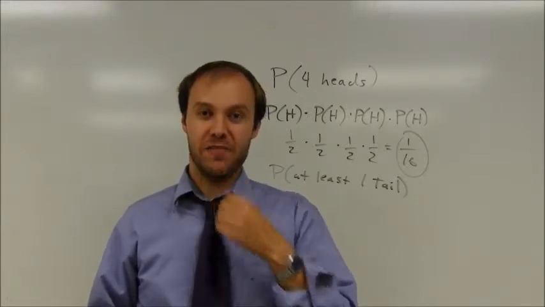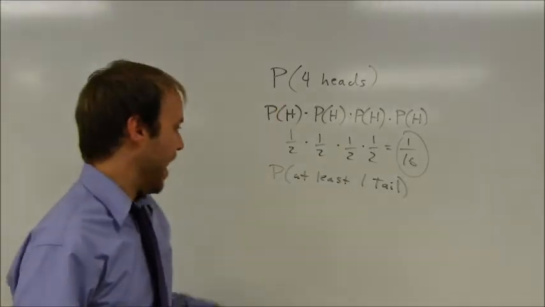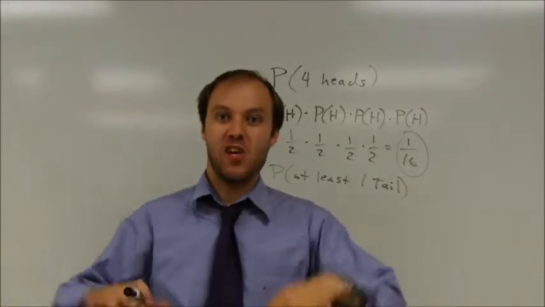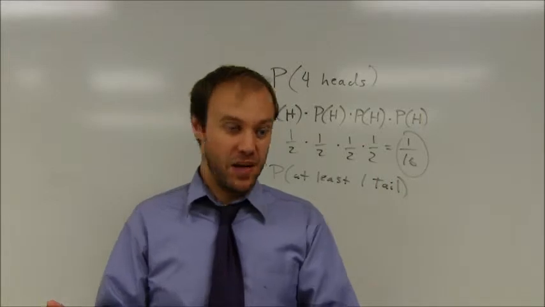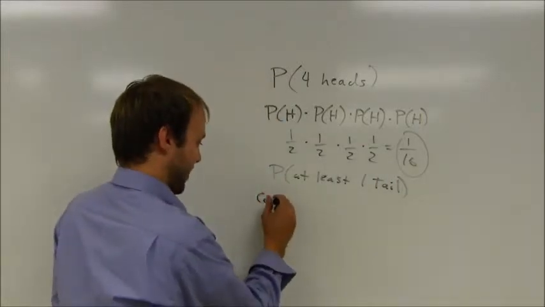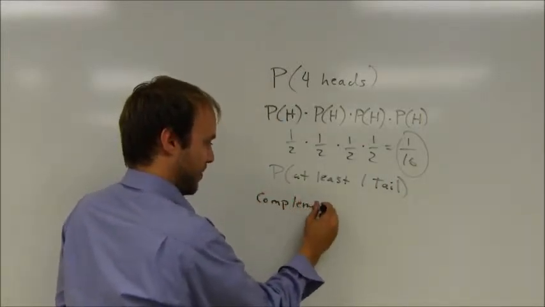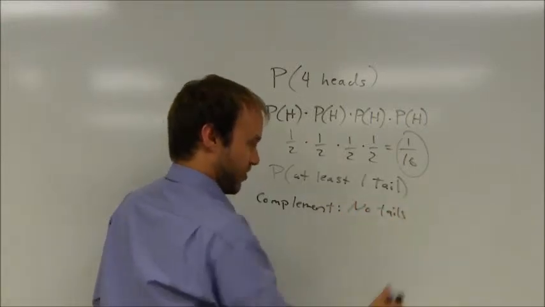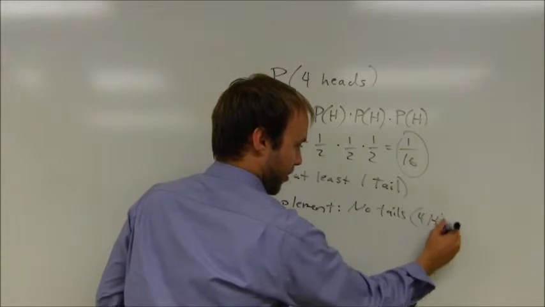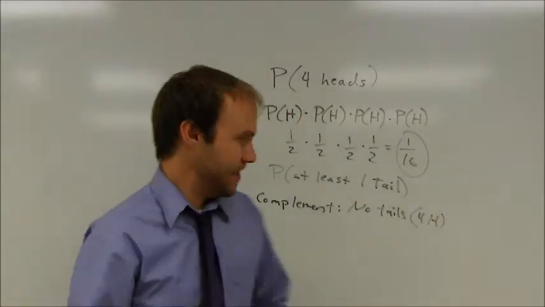So I'm going to do this a little bit differently. I know that the opposite of getting at least 1 tail is having no tails, okay? That's called the complement of the event, okay? So I'm going to find the complement probability. The complement is no tails, which of course is really 4 heads. Well, guess what? I already did that before.